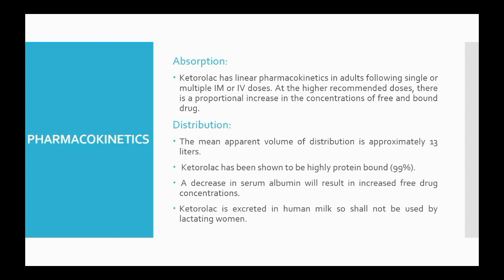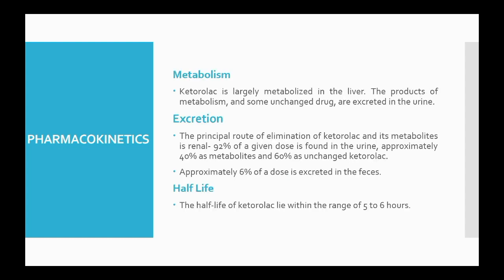Talking about the distribution, the mean apparent volume of distribution of ketorolac is 13 liters. Ketorolac is very highly bound to protein. 99% of the drug is bound to plasma protein, which is albumin. And if we decrease the serum albumin concentration, definitely there will be an increase in the free ketorolac concentration. Ketorolac is excreted in human milk, so it shall not be used by lactating women.